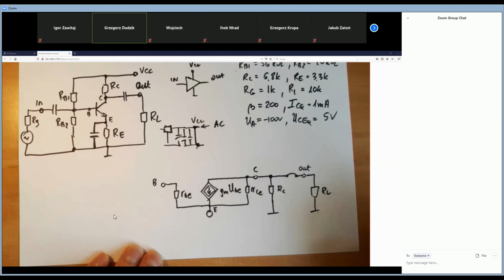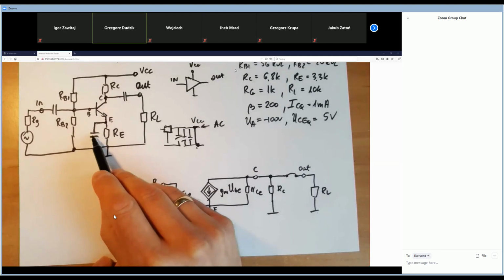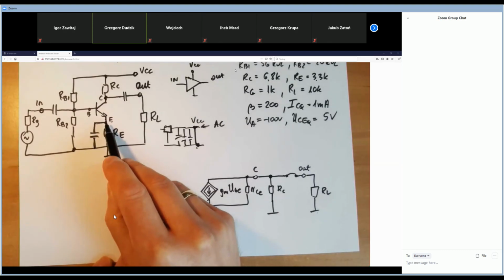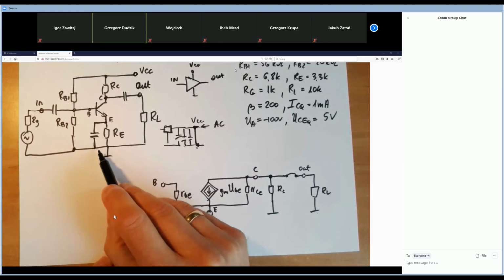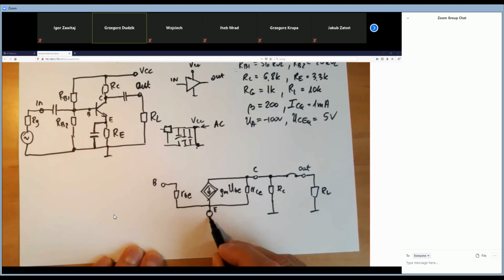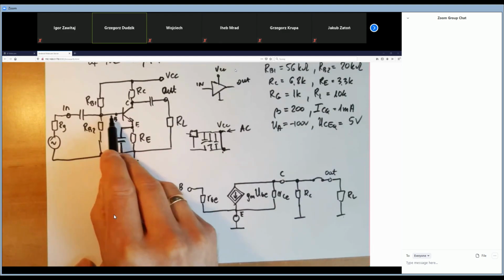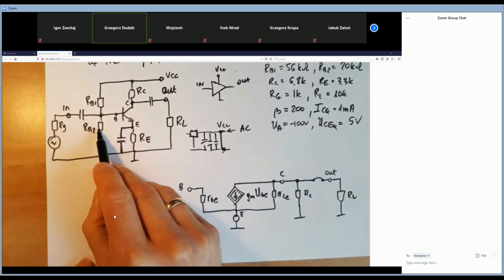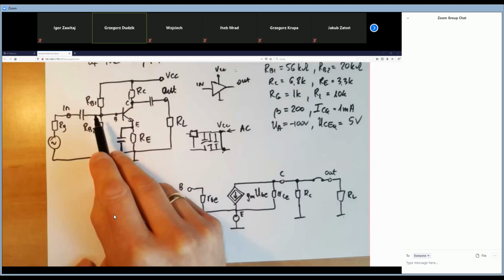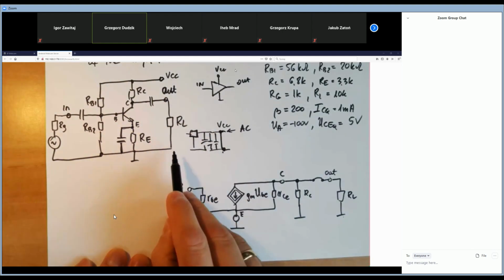Great. What about the emitter? The emitter is connected by the capacitor to the ground, so in fact the emitter is short circuited directly to the ground. So the AC signal doesn't see the RE resistance. What about the base input? The base is connected to two resistances, as you see, RB1 and RB2. RB2 is directly connected to the ground. RB1 is connected to the ground through the VCC point.